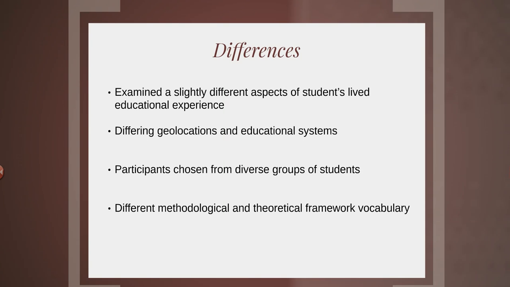The participants were chosen from diverse groups of students, including mainstream, gifted, ethnic minority, and students identified with behavioral and/or emotional difficulties. And all the studies presented slightly different methodological and theoretical framework vocabulary. They used terms such as participant-employed photography, photo elicitation interviews, mapping, phenomenology of life world, participatory action research, which was more specifically labeled as visual narrative, and ethnographic arts-based image-based research. All of which equated, at least on the surface, to extremely similar research methods.